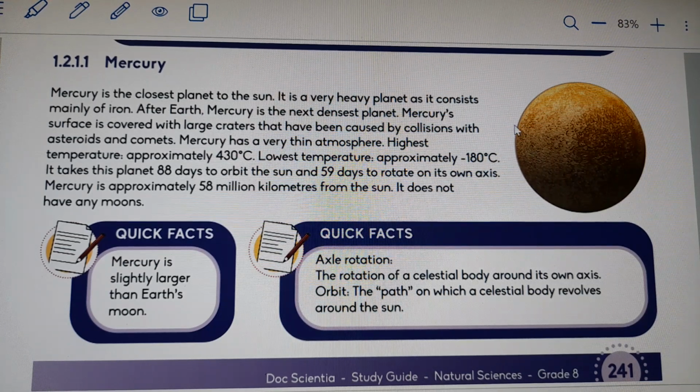Okay, so if this is the sun and Mercury is revolving here, that circle where Mercury is moving, we call it the orbit. It's the path on which a celestial body revolves around the sun. And axis of rotation is the rotation of a celestial body around its axis. So if this is turning around this point, then that is the axis of rotation.